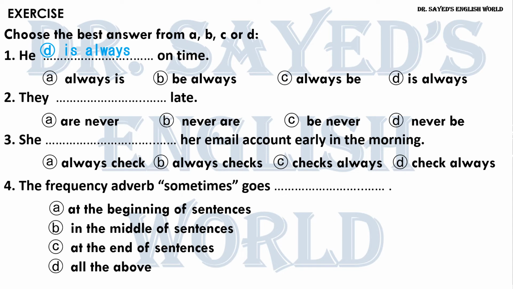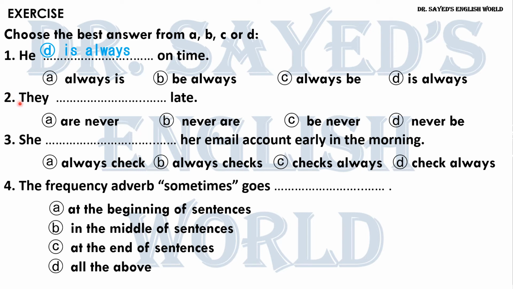The right answer is always number D. Let me just activate the laser pointer. This is the right answer. We cannot say always is because always comes after verb to be. Remember?